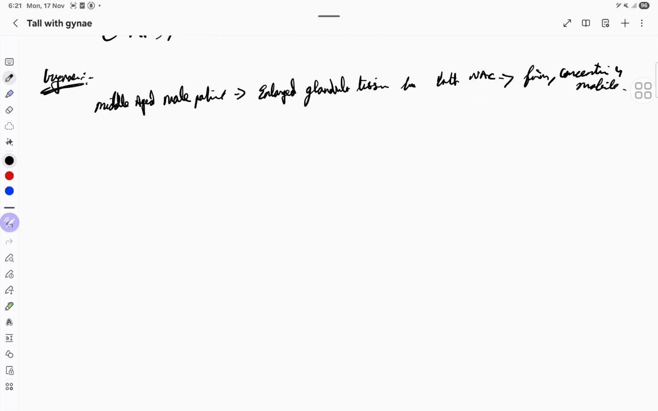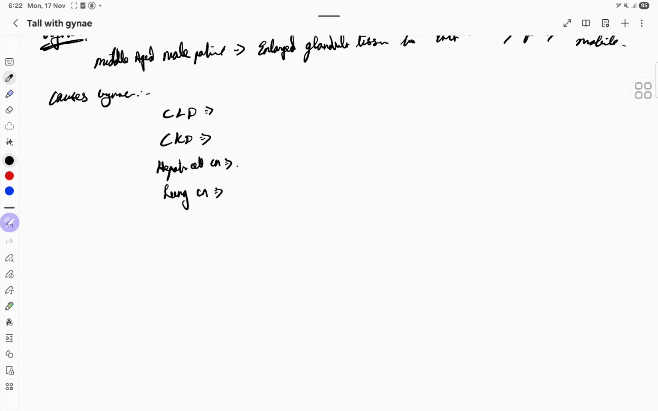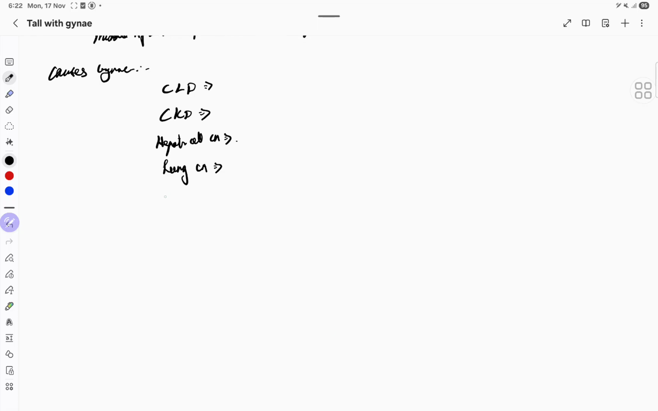Then you should evaluate for the causes of gynecomastia. The causes will include CLD, chronic liver disease. Look for signs of chronic liver disease, and chronic kidney disease. Look for any signs of renal replacement therapy. Then hepatocellular carcinoma. Look for cachexia and other things. Then lung carcinoma. Look for any cough with blood-tinged sputum, cachexia, weight loss, and constitutional symptoms of cancer. Then go for hypogonadism.